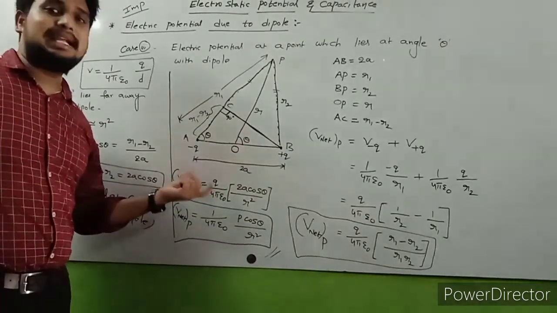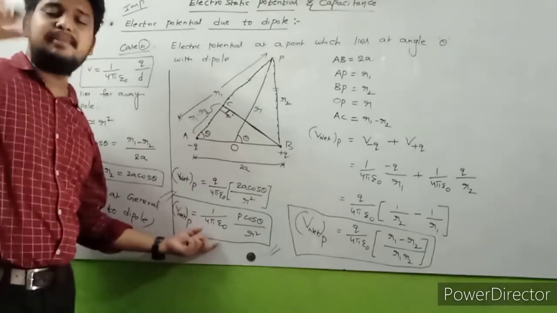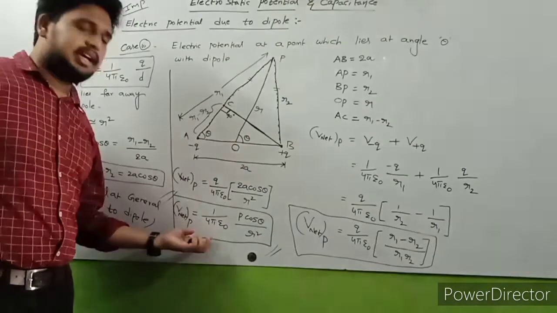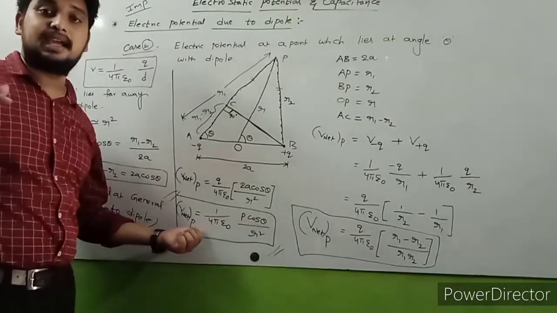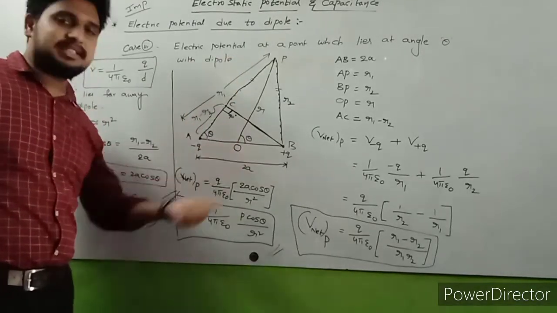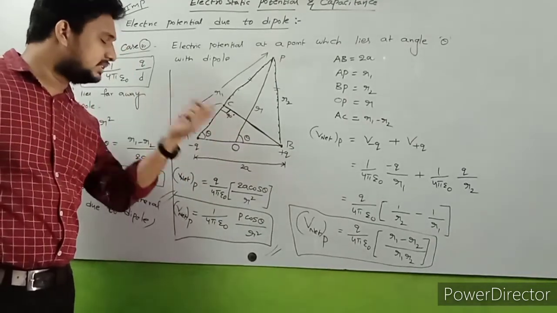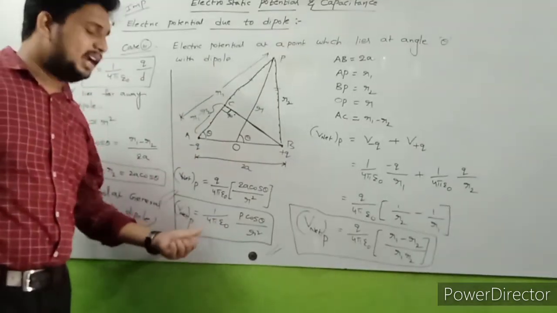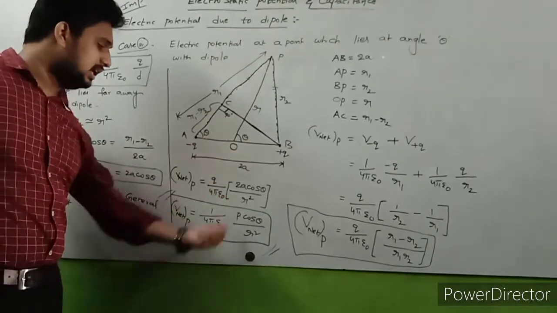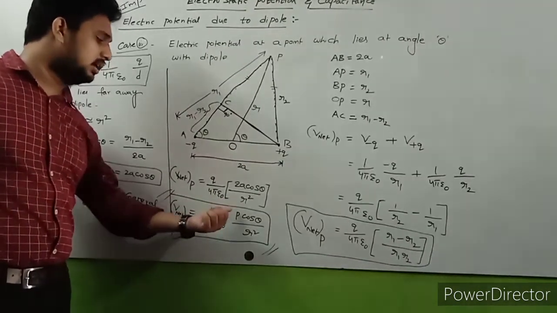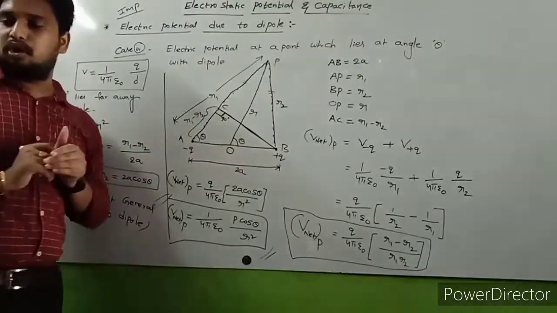Then you will get a clear idea now. By using this formula, we can apply it to every case. For any point, we can easily find the electric potential due to dipole by using this formula. If the point lies on the axial line, on the equatorial line, or at some angle, 30 degrees, 60 degrees or any position, we find it easily by using this equation: 1 by 4 pi epsilon naught into P cos theta by R square. This is the formula. I hope all of you understood.